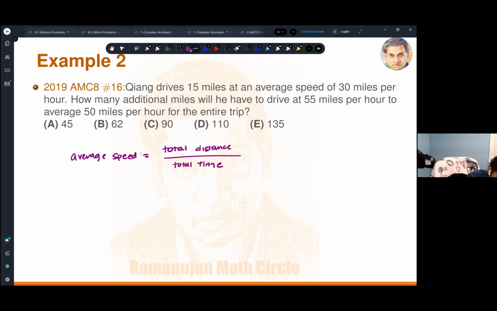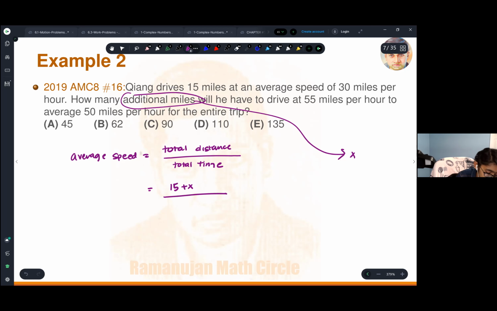So what we're gonna do is find out what the total distance is, and find out what the total time is. For our total distance, we're gonna assume that the additional number of miles, the value we're trying to find, is x, and we're gonna operate based on that. So we know the total distance is 15 plus x. Now, how do you find the total time?